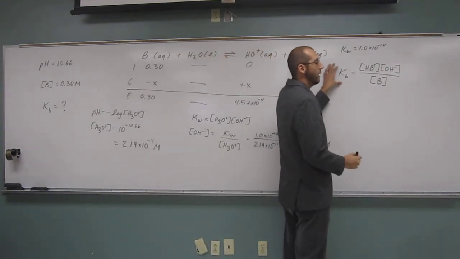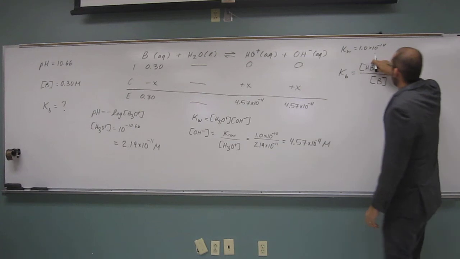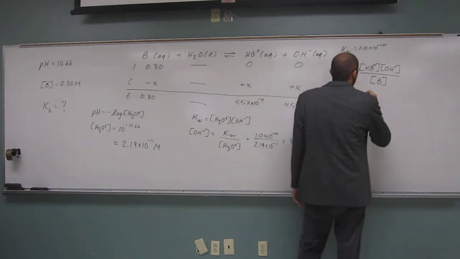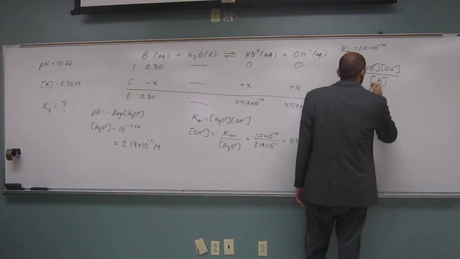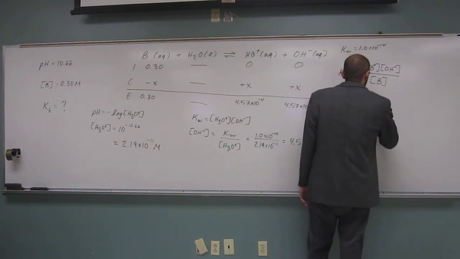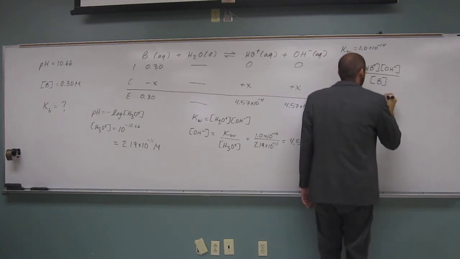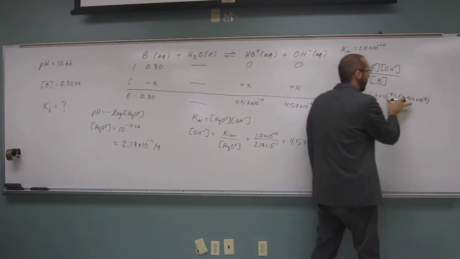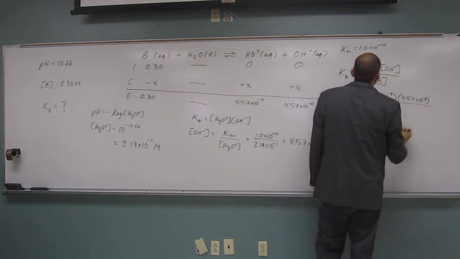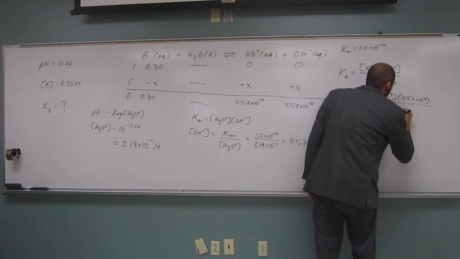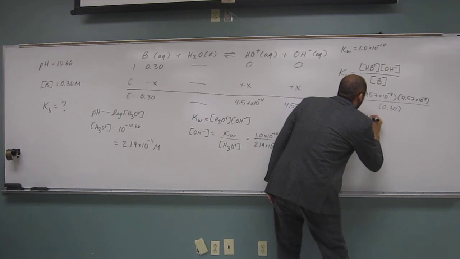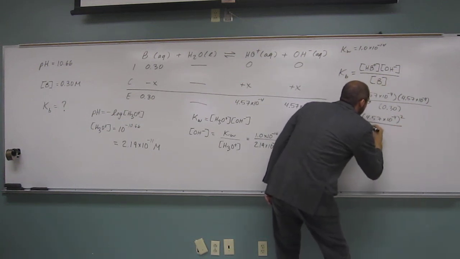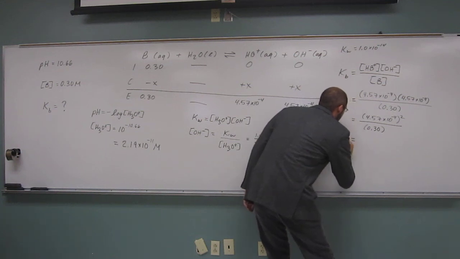So, let's go back to Kb. So this is what we're solving for. Remember, this is x, and we've got that from our original concentration. So 4.57 times 10 to the negative 4 times 4.57 times 10 to the negative 4th, if you wanted to just say squared, you could do that, divided by 0.30. So I'm just going to write out what I just said. So 4.57 times 10 to the negative 4th squared divided by 0.30 is going to give you a Kb.